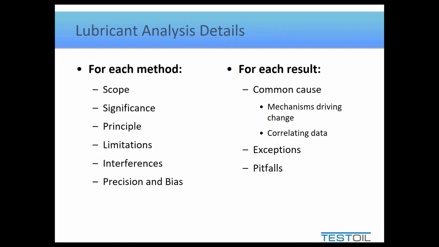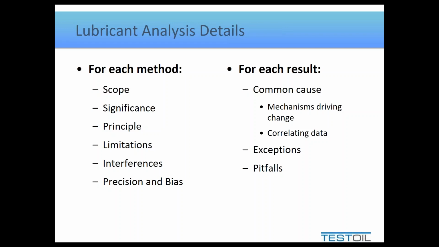And where possible, I will try and provide you with precision and bias figures. This helps us understand to what degree we can read into the results. Is this a number that changes on the first decimal place or second decimal place simply because of noise on the instrument, error within the method? Or can we actually read into those changes as actual variables happening within the lubricated system?